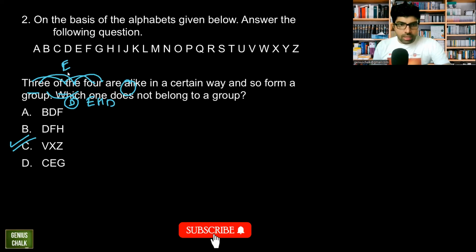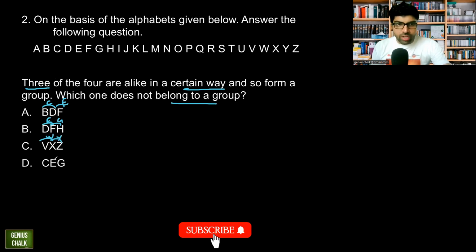On the same series, 3 of the 4 are alike in a certain way. We have to find the odd one out. So B, D, F, you see B, C, D, E, F, one letter skipped. D, E, F, G, H, one letter skipped. V, W, X, Y, Z, one letter skipped. C, D, E, F, G. So everywhere one letter is skipped, but position wise, you see B is 2, D is 4, F is 6, D is 4, F is 6, H is 8, V is 22, X is 24, Z is 26.